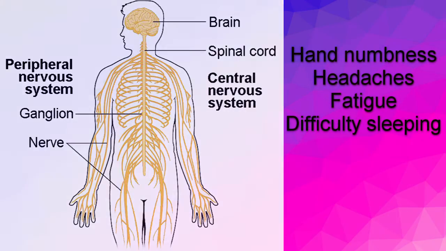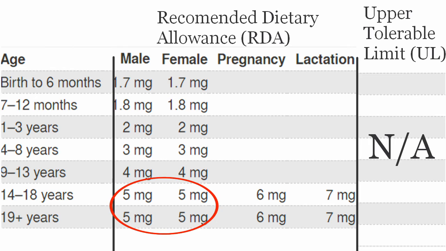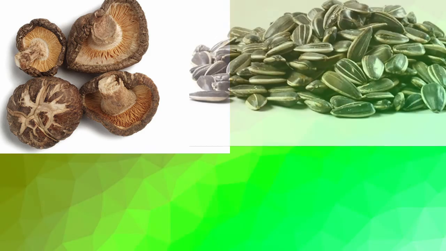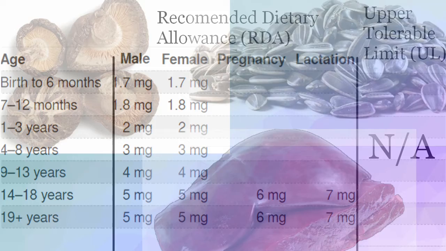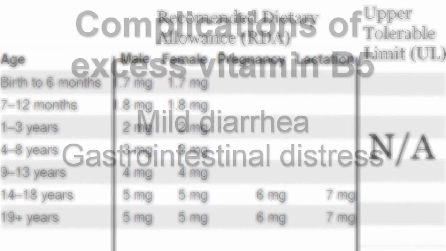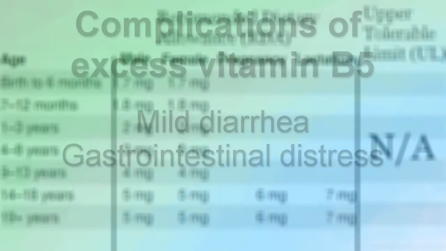With the lack of vitamin B5, the symptoms primarily deal with neurology: hand numbness, headaches, fatigue, and difficulty sleeping. Moving on to our amounts, it's recommended to have 5 mg daily. Good ways to get that much is to eat shiitake mushrooms, sunflower seeds, and you know what that one is. Beef liver, of course. There is no upper limit for vitamin B5, but there is still some complications from taking too much. That being said, the symptoms, if any, are mild. Mild diarrhea and some gastrointestinal distress like bloating and cramping.